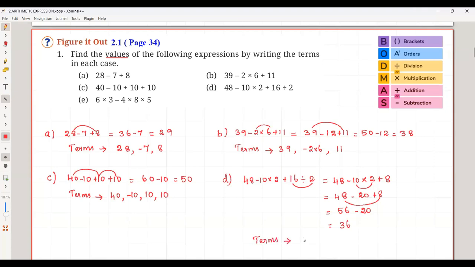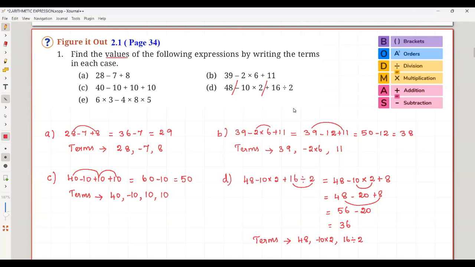Okay, the terms are: 48 is one term, a single term. Next, minus 10 into 2 is another term. Next, 16 divided by 2 is another term. Here plus and minus only are separating the terms, correct? Here, this is one term, up to here this is one term, and this is another term.